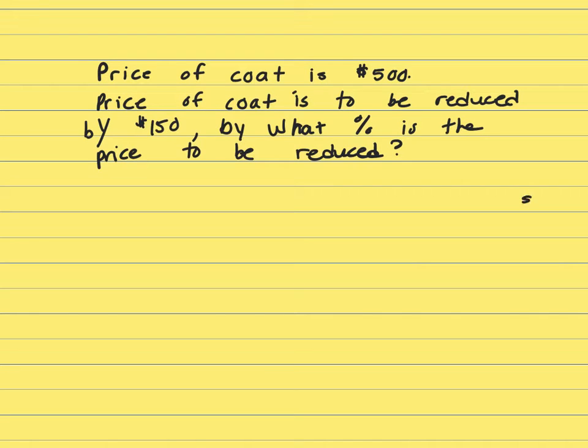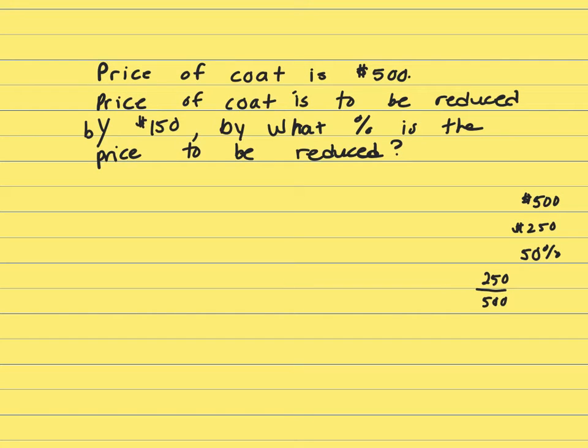Let's keep the cost of the coat at $500, but let's say it is reduced by $250. Well, what percent has it been reduced by? You can just tell by looking that it's been reduced by 50%. But how do you get that 50%? You take $250 and divide it by 500.